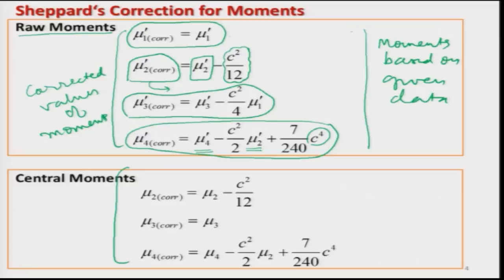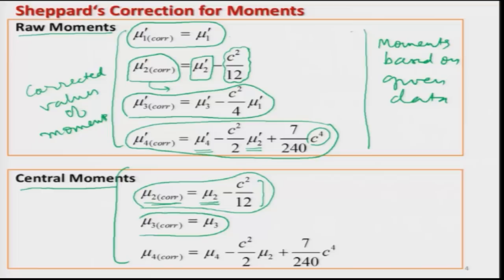And similarly, in the case of central moments also, we can modify the second, third and fourth central moments, because the first central moment is always 0. So, there is no grouping error in that case. So, the second central moment after taking care of the grouping error becomes the value of second central moment minus c square by 12. There is no change in the third central moment. Thus, third central moment is not affected by the grouping effect. So, the original value of mu 3 and the corrected value of mu 3 both remain the same.